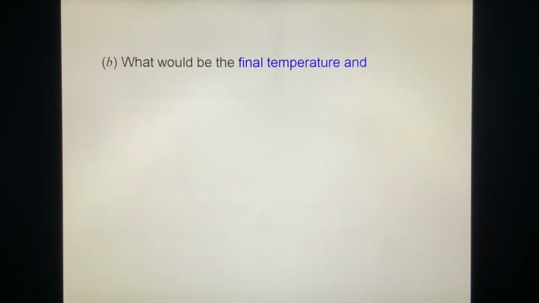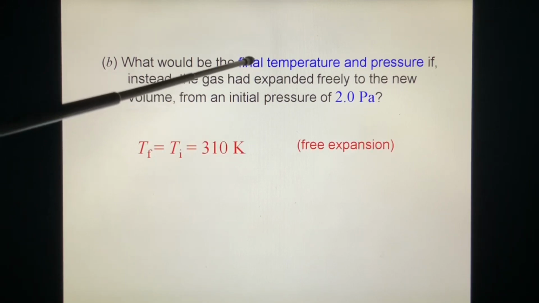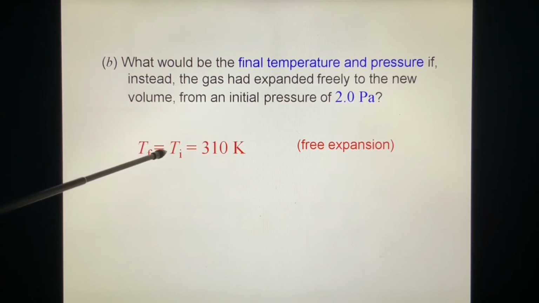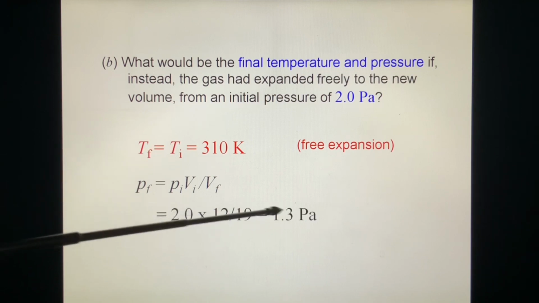Question B: what would be the final temperature and pressure if instead the gas had expanded freely to the new volume from an initial pressure of 2.0 Pascal? We know this is called free expansion. Free expansion means the temperature does not change, since there is no time for heat exchange. So T final equals T initial. We want to find the new pressure. PV equals constant because T is constant. We put the numbers in and get the answer, 1.3 Pascal.